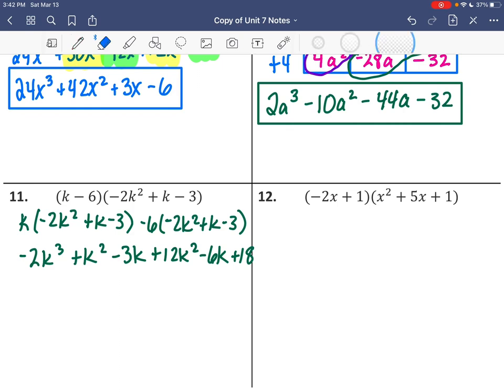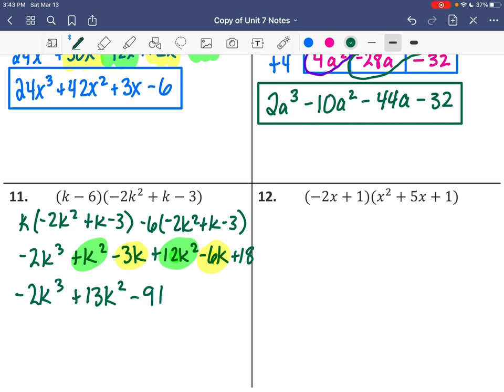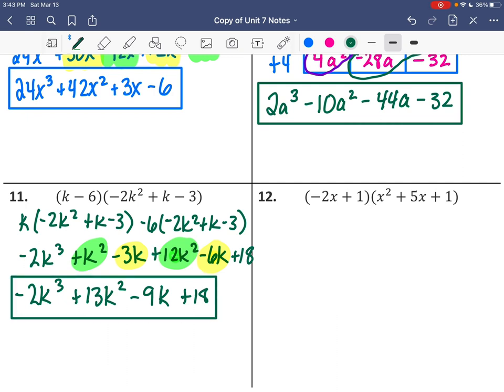And so then I'm going to combine like terms. So I've got k squared and 12k squared to add together. And then I have negative 3k and negative 6k to add together. So I'm going to keep negative 2k to the third. k squared plus 12k squared is 13k squared. Remember, this has a 1 that we don't write. And then negative 3 minus 6 is negative 9k. And then bring down the plus 18. So that is our final answer in standard form.